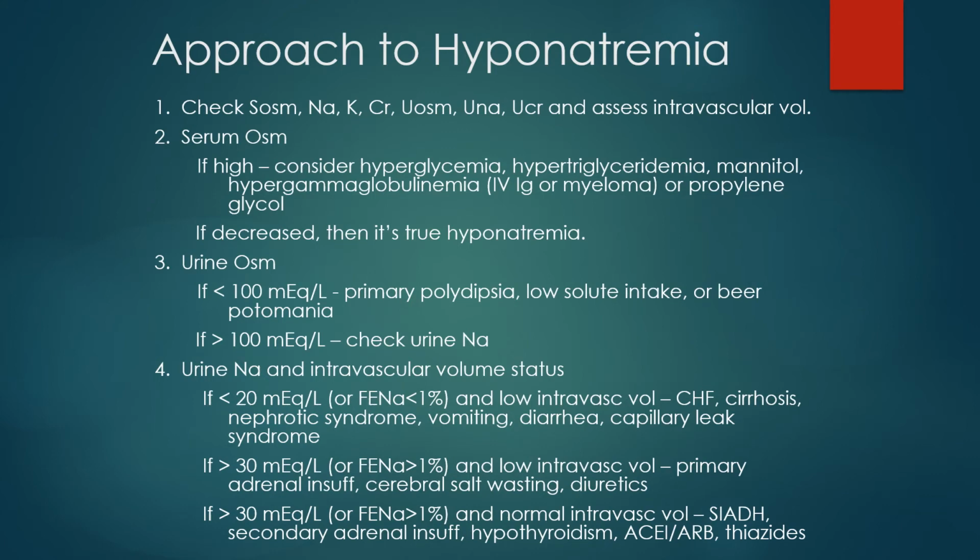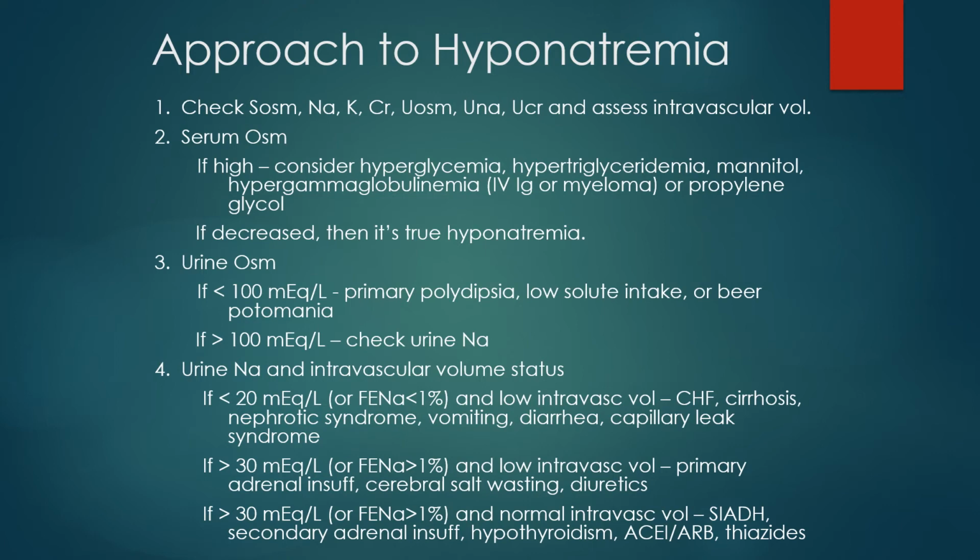This is one approach to diagnosing hyponatremic disorders. You want to start off by checking the serum osmolality, sodium, potassium, creatinine, and the urine osmolality, sodium, and creatinine, and assess the intravascular volume status, which is different from the overall volume status, since a patient can be overall volume overloaded from cirrhosis, let's say, but be intravascularly volume down due to third spacing of fluid into the abdomen. The best way to do this is to assess the central veins and check for orthostatic changes in blood pressure and heart rate.